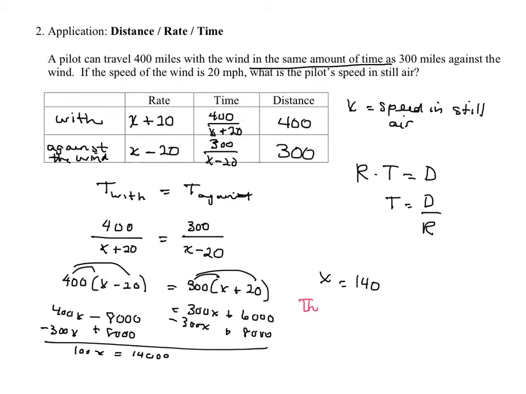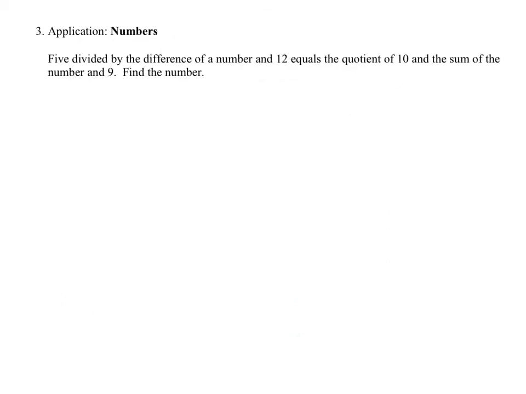The pilot's speed in still air is 140. Let's make it look cuter. 140 miles per hour. Perfect? Nice. Let's do all these problems.